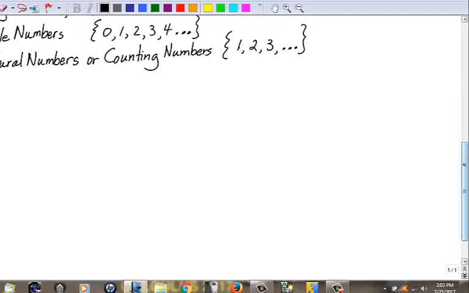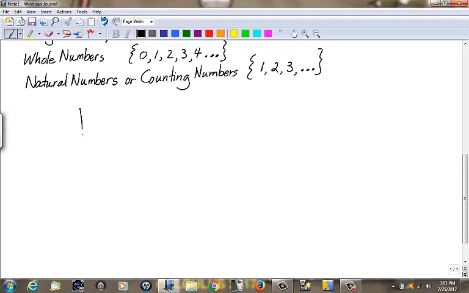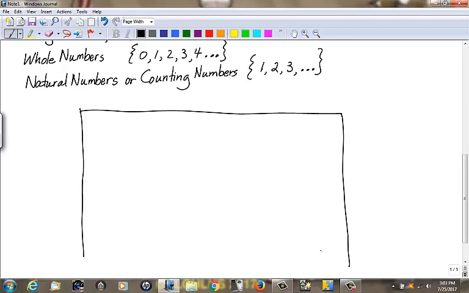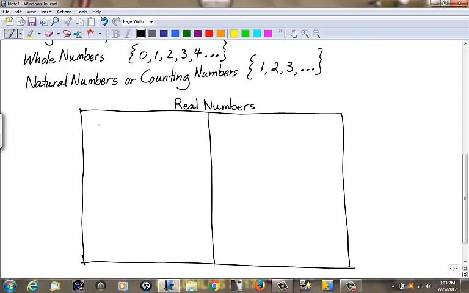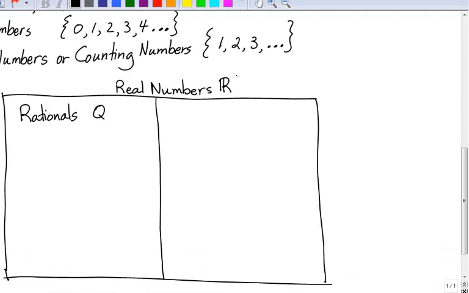Okay, and there's a couple ways to visualize this. Draw a pretty good sized box on your paper, like so. One way is to do a graphic organizer, and this box would represent all the real numbers. That's all the numbers on the number line. Okay. Split the real numbers. On this side, let's put the rationals. And they will use the letter Q. For the reals, we're going to use a double bar R.